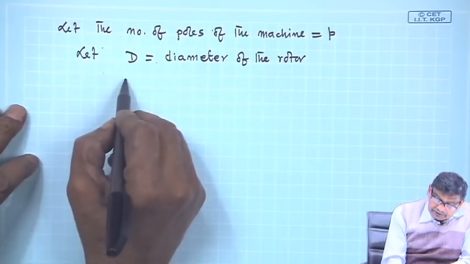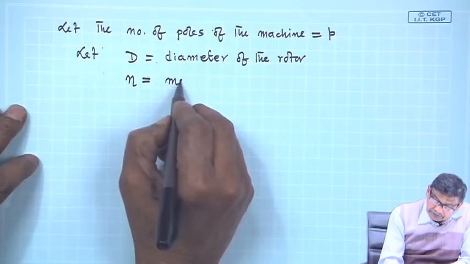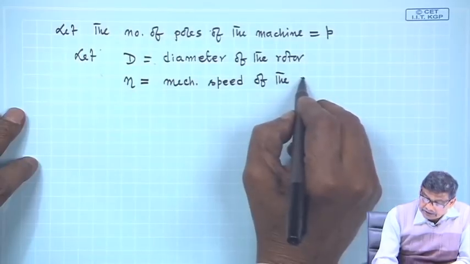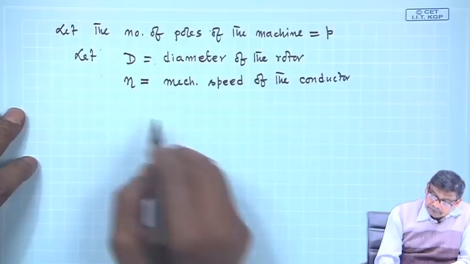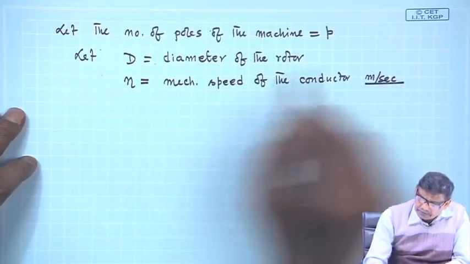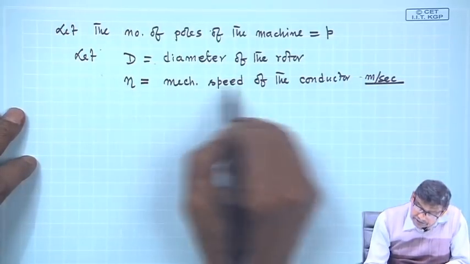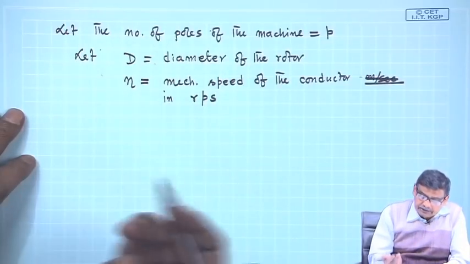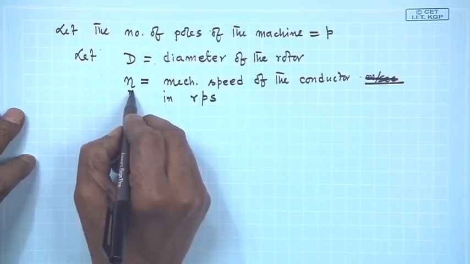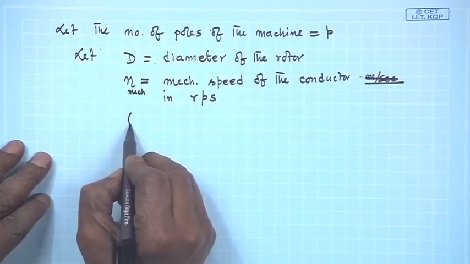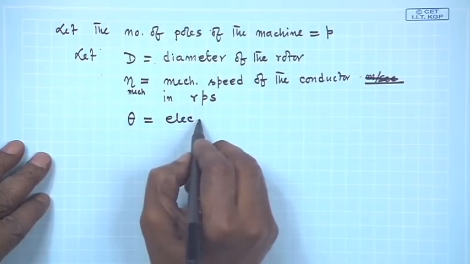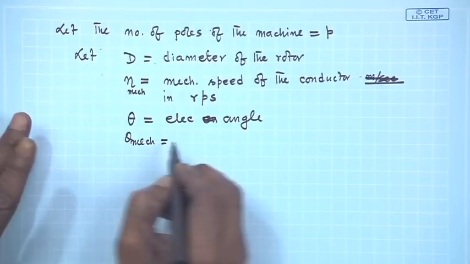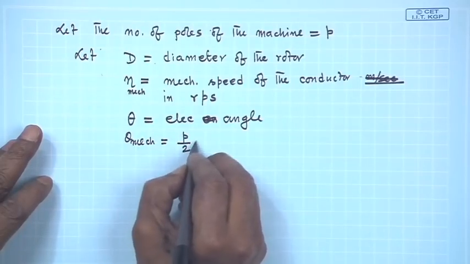Okay. And let small n be the mechanical speed of the conductor, in RPS. How many rotations it makes, which I can measure as mechanical speed. So, n mechanical. And I will indicate theta to be the electrical angle. And theta mechanical, if necessary, this may not be necessary, is 2 by p into theta.